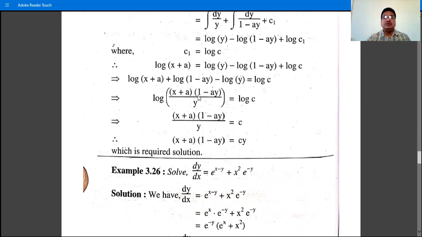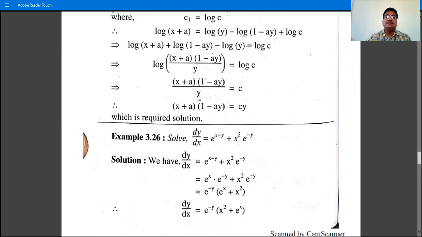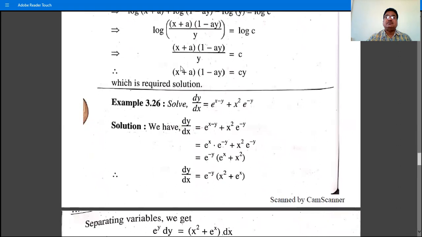And then use the rule log a plus log b is log a into b, and log a minus log b is log a by b. So we have log x plus a into 1 minus ay divided by y is equal to log c. Cancel the log of both sides. So x plus a into 1 minus ay divided by y is equal to c. And then we have x plus a into 1 minus ay is equal to cy, which is the required solution.